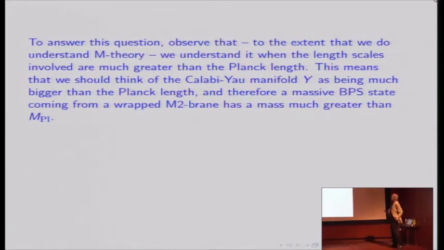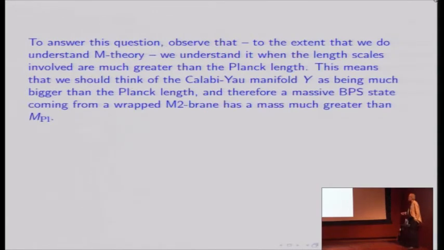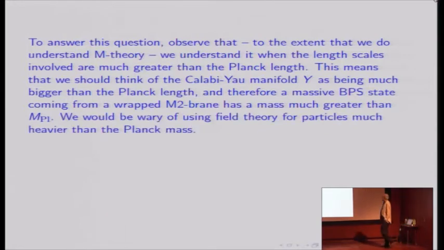So you see, we only understand M theory when the length scales involved are much greater than the Planck length. So we should think of the Calabi-Yau manifold Y as much bigger than the Planck length, and a massive BPS state coming from a wrapped M2 brane has a mass much bigger than M Planck. Now that's a hint we shouldn't try to use field theory to describe it, because we would be wary of using field theory to describe a particle that's much heavier than the Planck mass.